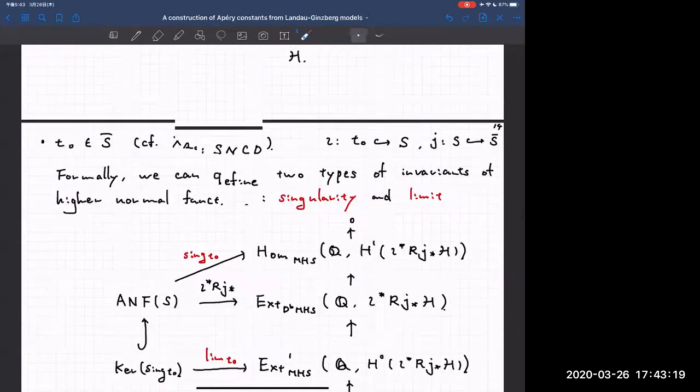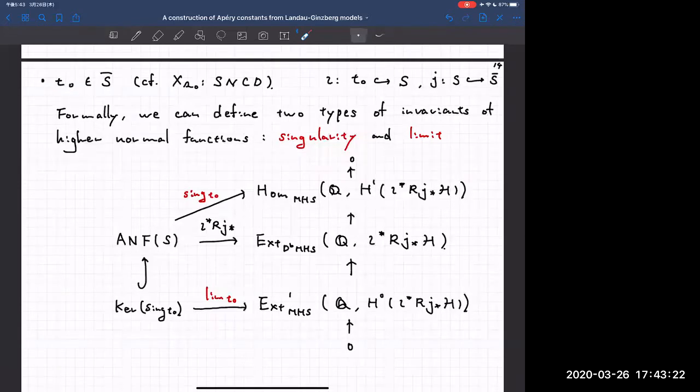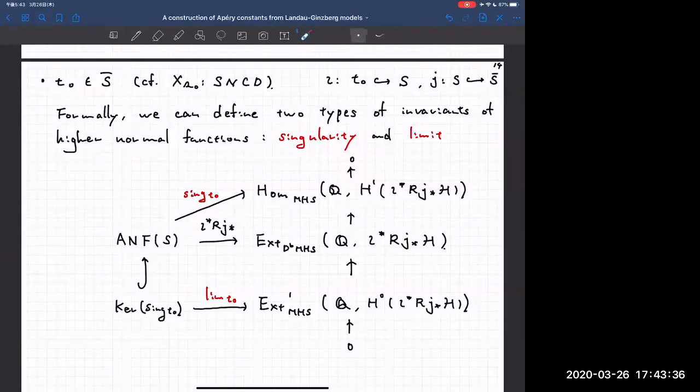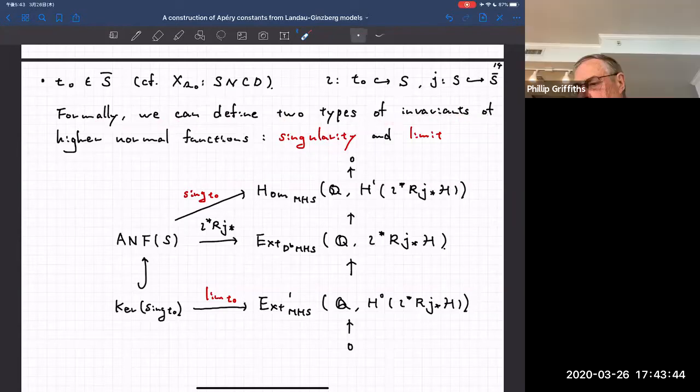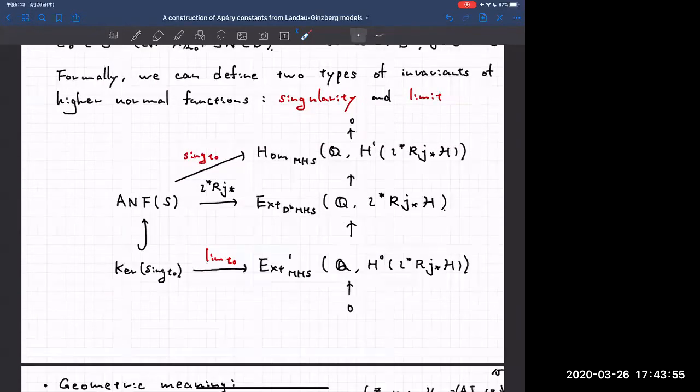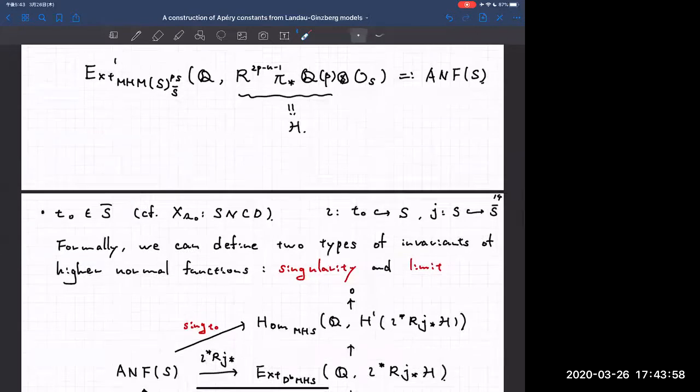For this higher normal function, as in my explanation, you should imagine just a function defined by parameterized higher Abel-Jacobi maps. But for these parameterized higher Abel-Jacobi values, we can formally detect their non-triviality by using two types of invariants. These two types of invariants of the higher normal functions are called the singularity and the limit of the higher normal functions. The formal definition is given by using the description of the admissible normal function.